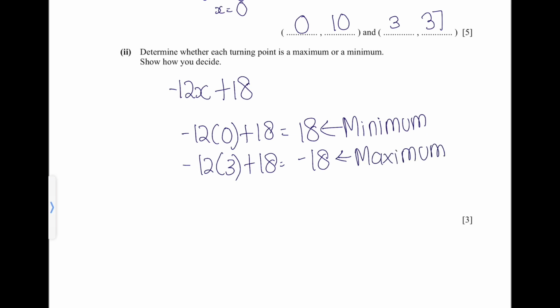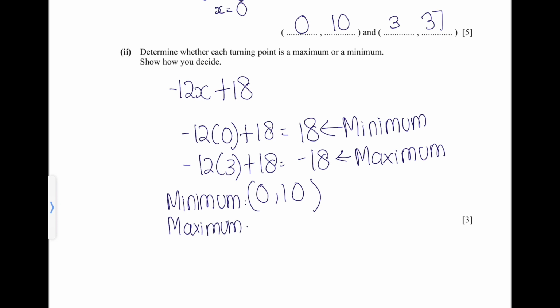Maximum. So then what it says, the minimum is basically, since x is 0, so (0, 10), and the maximum is basically (3, 37). Alright, now let's move on to the next question. I hope this part is clear as well.